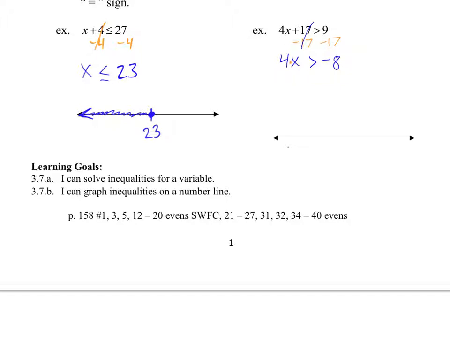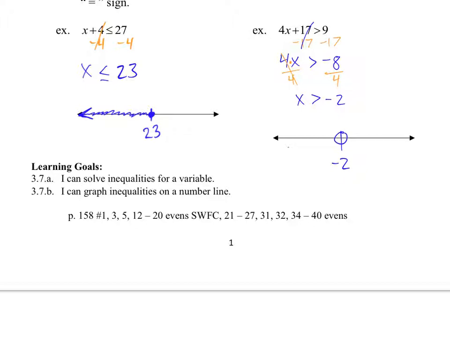And between the 4 and the x, we have a multiplication. So x was multiplied by 4. That means we divide by 4. If you do it to the left, you have to do it to the right. And I get x is greater than negative 2. So negative 2 is our endpoint, so I'm going to put that in there. Open or closed? Open.